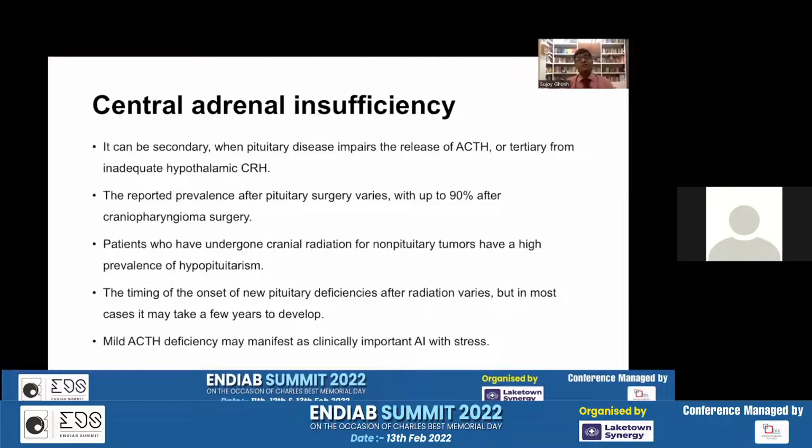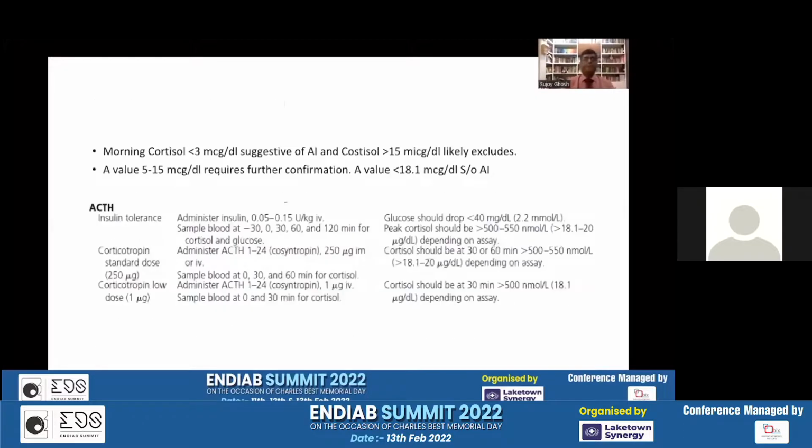In terms of central adrenal insufficiency, it can be secondary when pituitary disease causes abnormalities in ACTH or CRH release. For example, after pituitary surgery in, say, craniopharyngioma, or someone who's had cranial irradiation. And when this will happen will depend on the etiology. For example, even with snake bite, it might happen after a few months. With the radiation, it may take years to develop, and the tumors might be relatively more slowly progressive in terms of manifestation. And often, it will need some kind of a stressful situation for it to get precipitated.